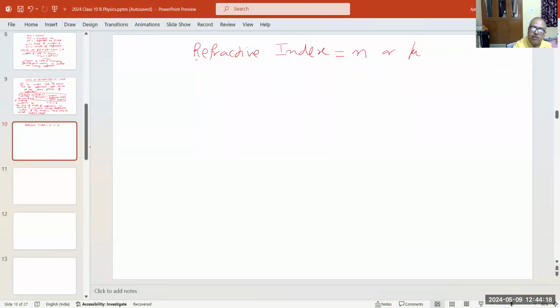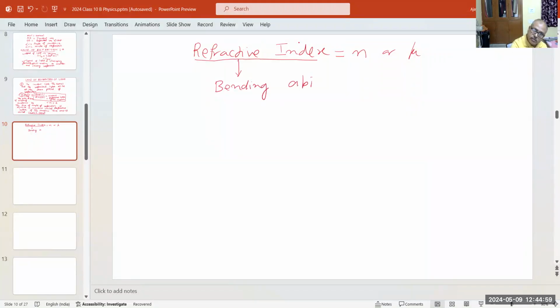What is the real meaning of the refractive index? How to decide? What does it mean? Refractive index is the bending ability of light. Very simple answer for the term: what do you mean by refractive index? Bending ability.